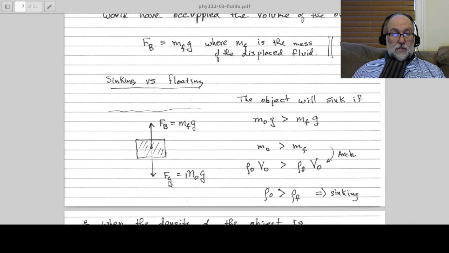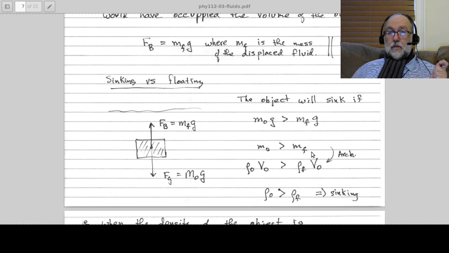But then Archimedes' principle says there's this force upwards, this buoyancy force, which is equal to the mass of the fluid that would have been there where the object is, multiplied by g. Now, which one's going to win? If the object sinks, then obviously the weight has to be bigger than the buoyancy force. That just says MO has to be bigger than MF: the mass of the object has to be more than the mass of the displaced fluid.